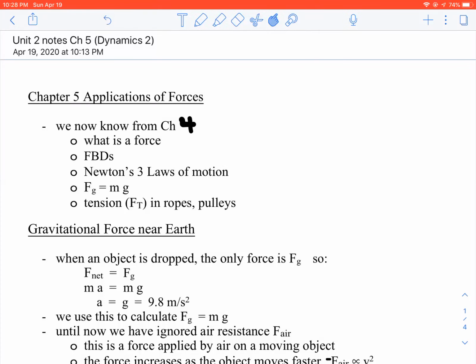Hello all, I am back and ready for Chapter 5. Chapter 5 is called Applying Newton's Laws. Now in Chapter 5 we're going to look at what we know from Chapter 4.